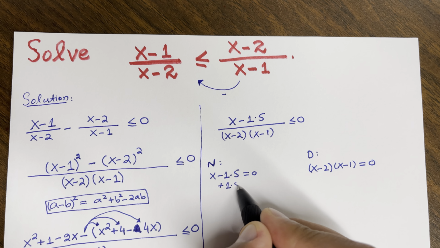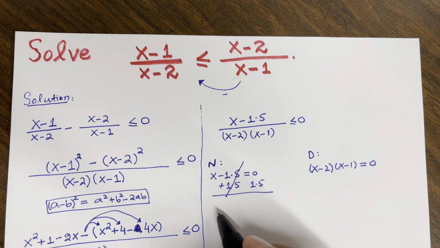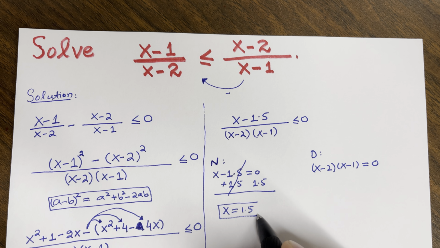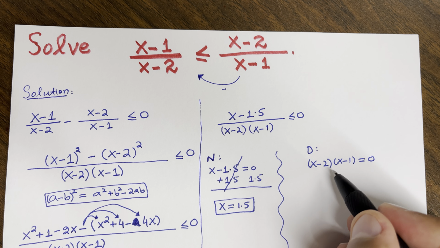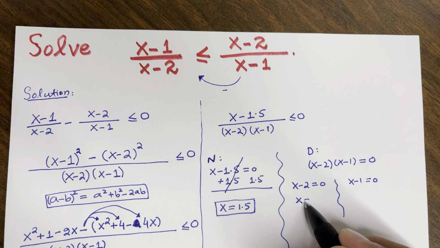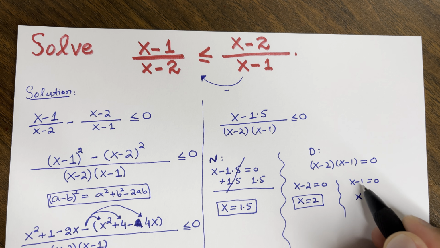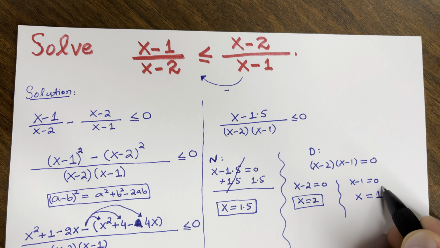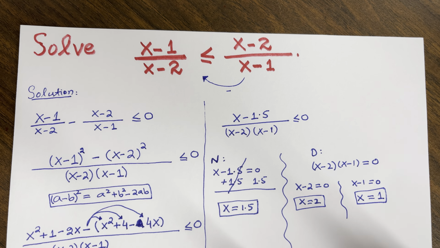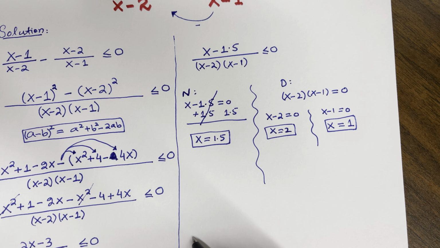After some algebra, from the first term we get x equal to 1.5. For the product of two terms being equal to 0, it means that at least one of them is equal to 0. So you will get x equal to 2 from the first equation, and if we add 1 on both sides, then we will get x equal to 1 from the second equation. So these are the zeros. In other words, these are the boundary values, so we need to plot them.